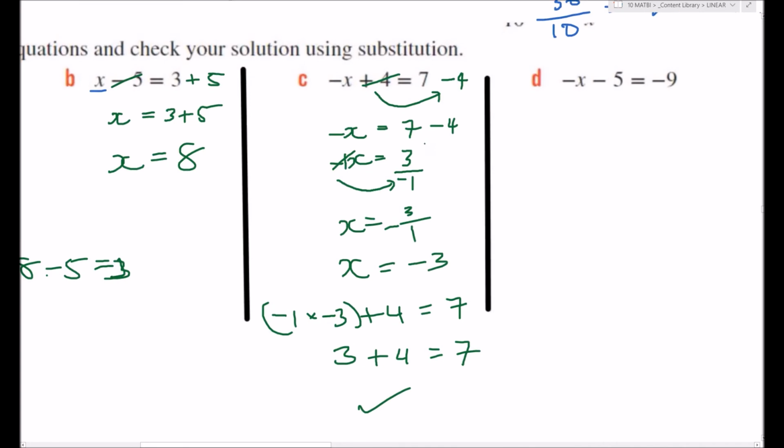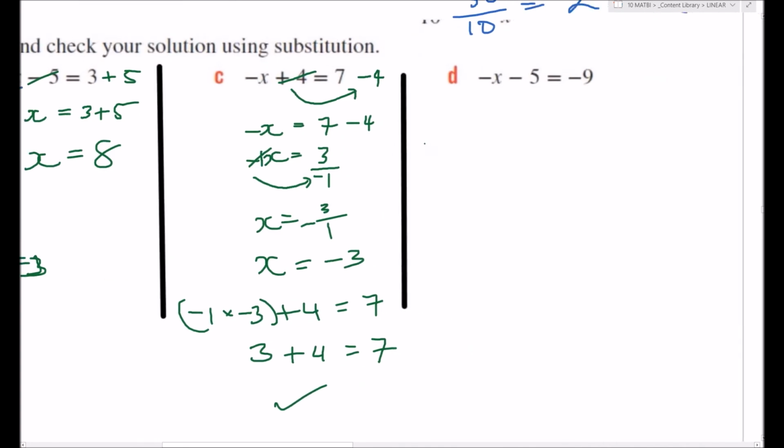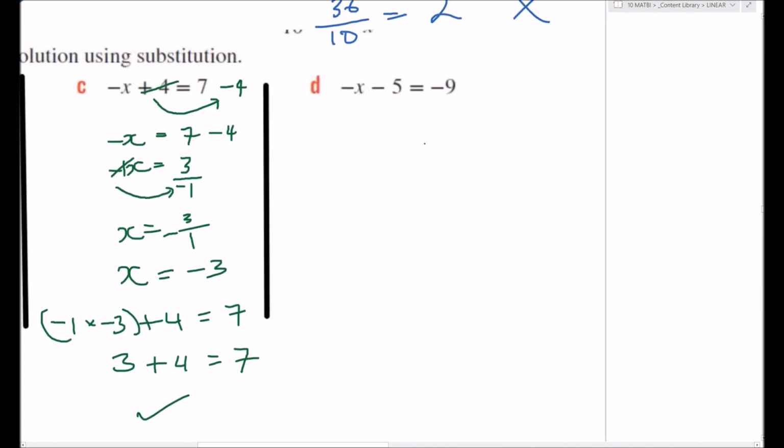These ones get a bit trickier, but I think once you do a bit more practice with them, you will get used to it.